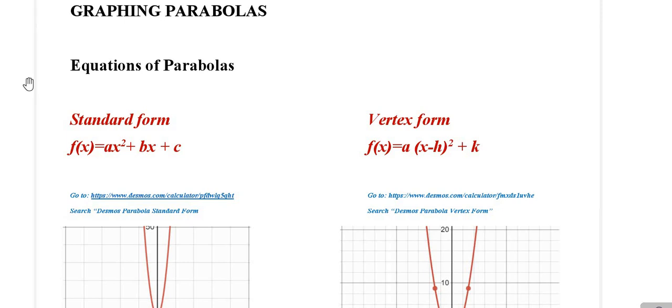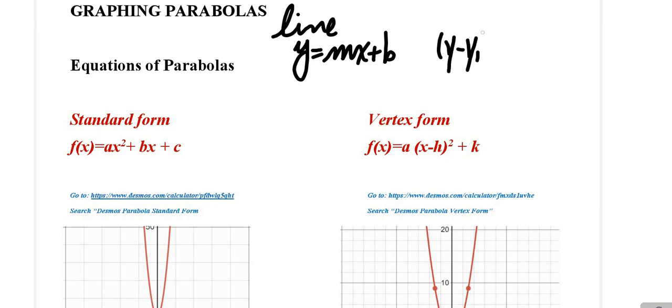This is an introduction to graphing of parabolas. Just like you have different forms of equations of line, for example, the most common is the slope-intercept form, y equals mx plus b. And then you have something called the point slope form, which looks like this: y minus y1 equals slope times x minus x1. So you have slope-intercept and point slope, both equations of lines.